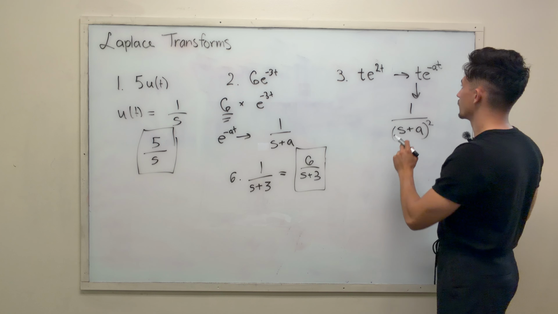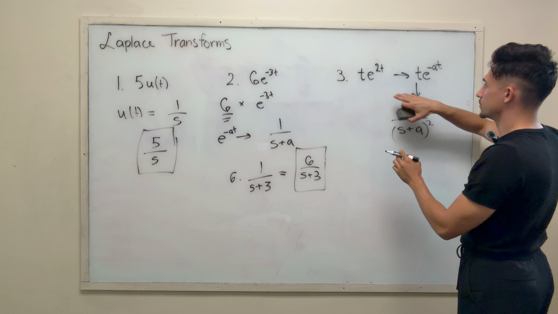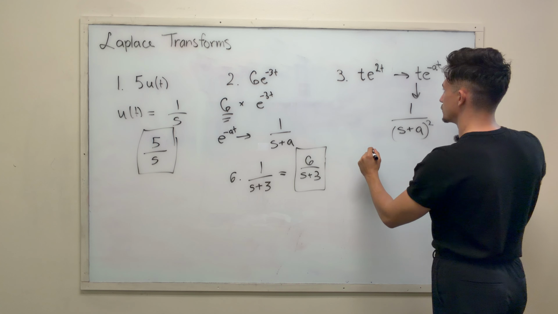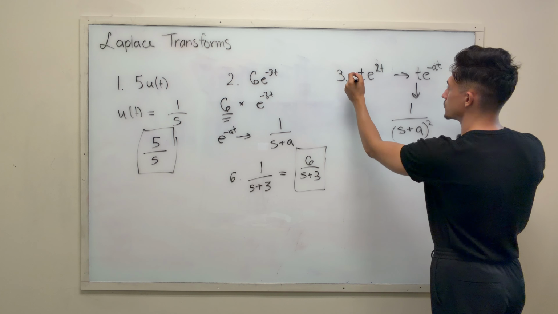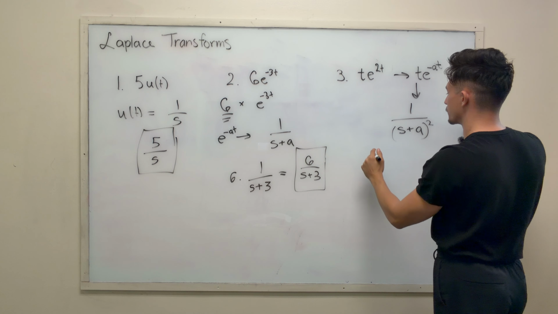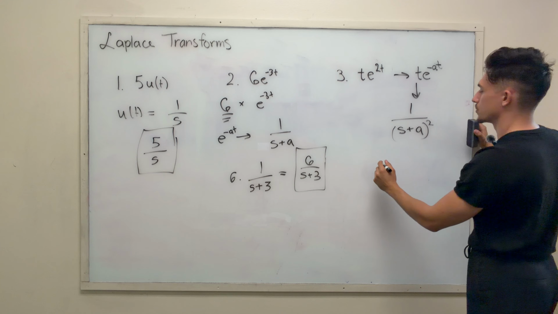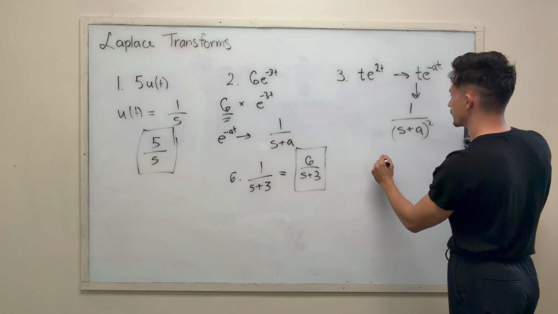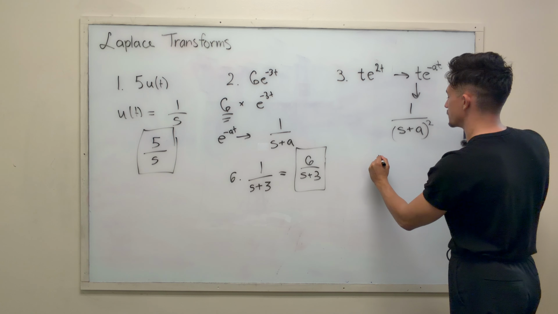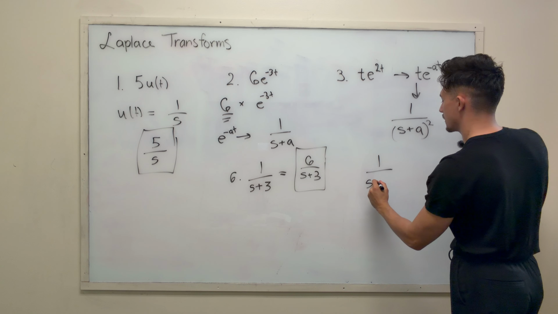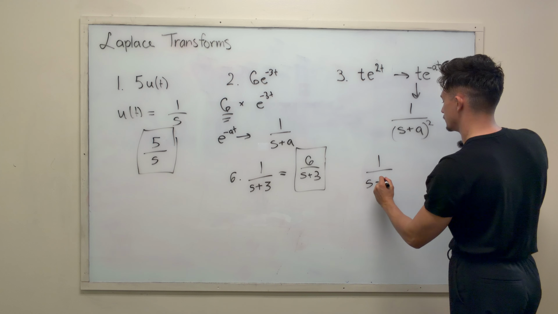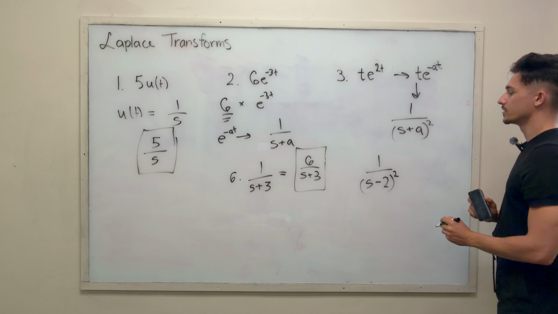To take this example where the 2 is positive, and in the coefficient there are no values, there's no 3 or 5 over here, so we don't have to worry about that. The exponential is expressed in the denominator. So to convert it from the t domain to the s domain, it would actually be 1 over s minus 2, squared. And that's what we get for this.